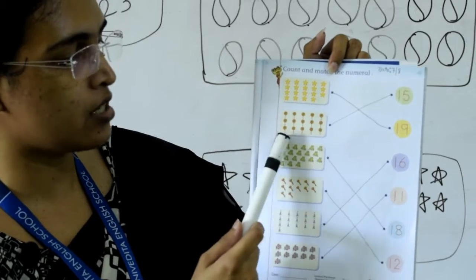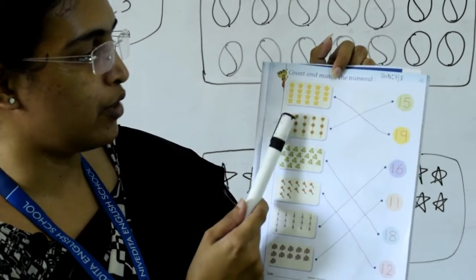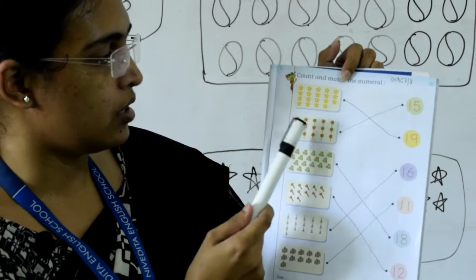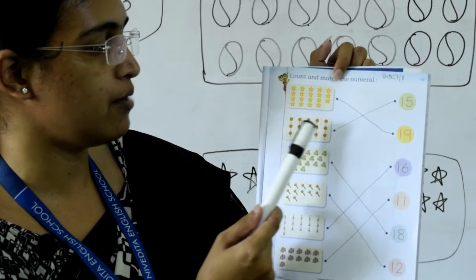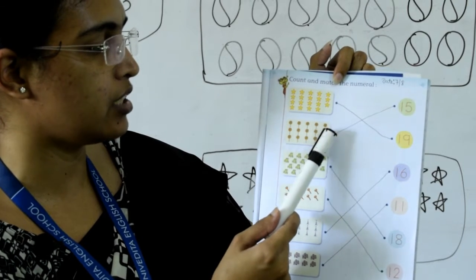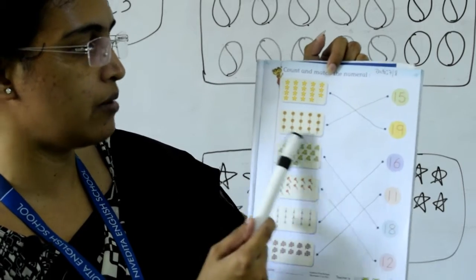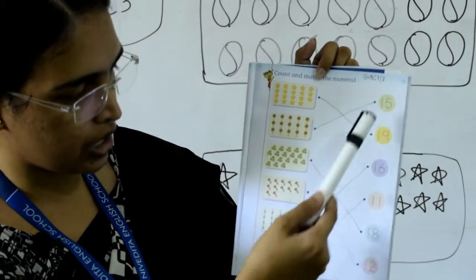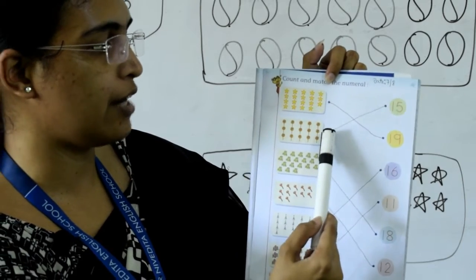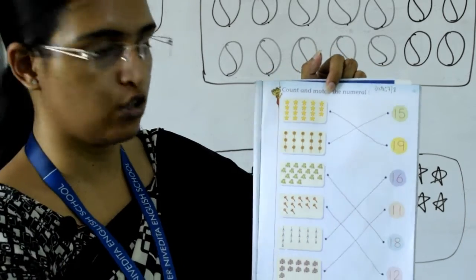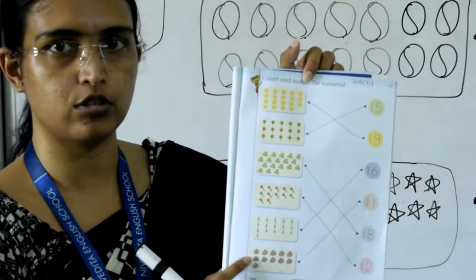Now the next picture is, what are these? These all are lollipops, right? So we have to count all the lollipops. Now let's count. 1, 2, 3, 4, 5, 6, 7, 8, 9, 10, 11, 12, 13, 14, 15. So 15 lollipops are there in this box. Now on this side, is the number 15 there? Yes, it is here. So draw a line from here to here. Okay, in this way do the rest of the part. This page is also your homework.